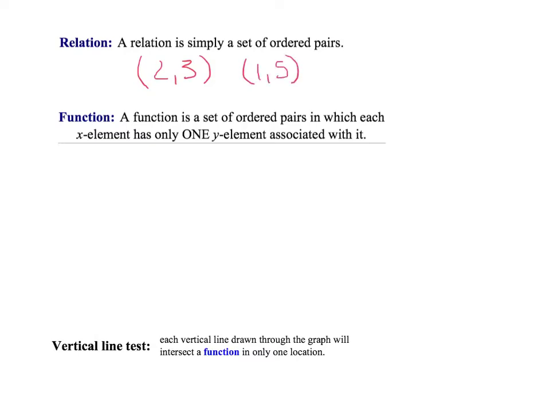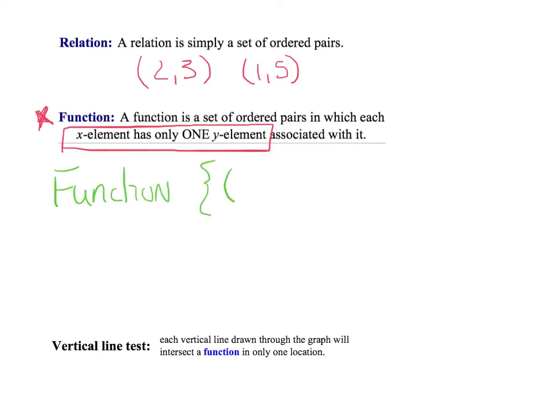Now, on top of that, we have the definition of a function, and that's our big topic that we've talked about quite a bit this year. A function is a set of ordered pairs in which each x element has only one y element associated with it. And that's the big deal. Each x has only one y. So let me give you an example of something that is a function.